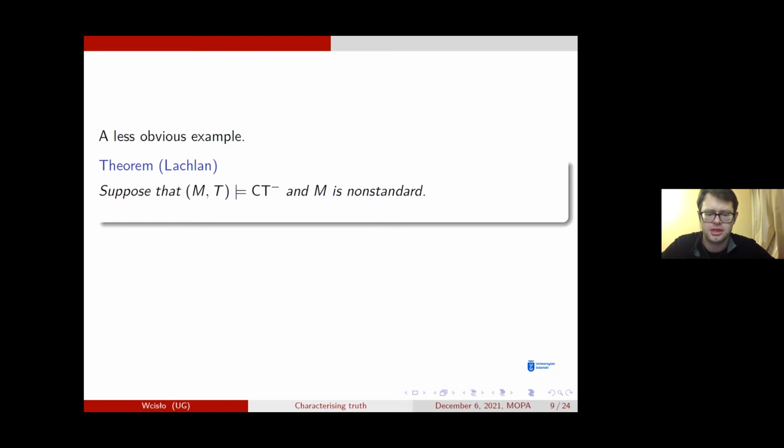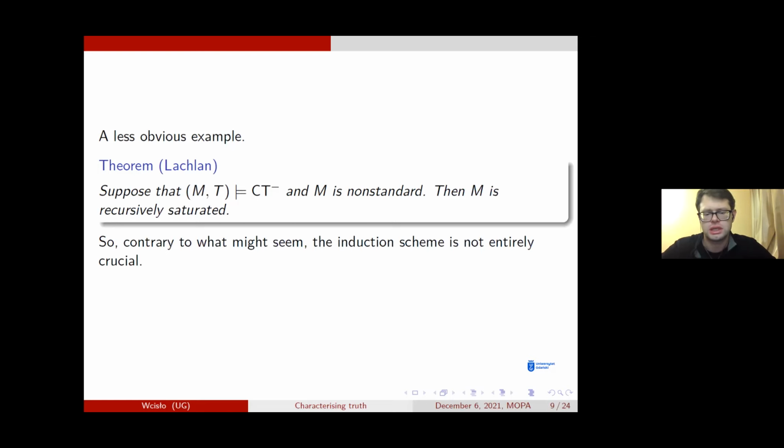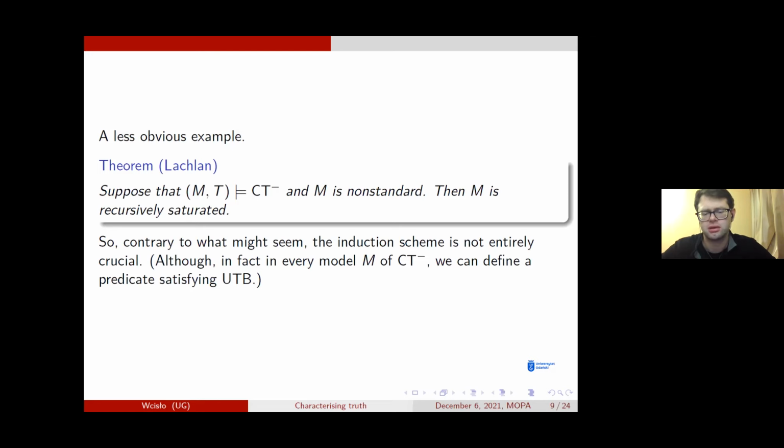Okay, a less obvious example of imposing recursive saturation. So this is Lachlan's theorem. Suppose that you have a model that satisfies CT minus, so compositional truth but without induction. Then the underlying model is recursively saturated. So this induction scheme was not entirely crucial, but it's not obvious that CT minus is a counterexample. We know it's not a counterexample to Lachlan's theorem, actually. It doesn't satisfy induction, but in fact it does define UTB. So it's not obvious whether maybe this recursive saturation would have to factor for UTB after all. This is imposing recursive saturation.